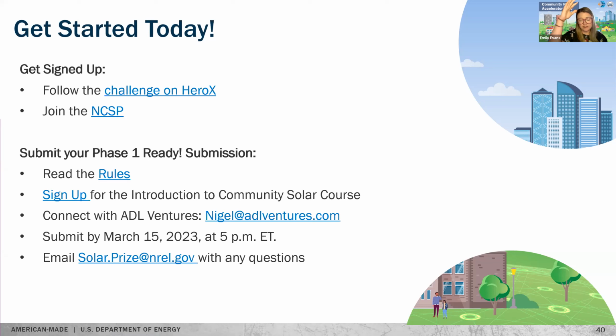Read the rules, and make sure that you're really familiar with everything that's in there. Sign up for the Introduction to Community Solar course. Get connected with Nigel over at ADL Ventures, and make sure that you plan to submit your phase 1 submission by March 15th, no later than 5 p.m. Eastern. If you have any questions beyond this webinar, our email address is solar.prize@nrel.gov, and we'll be happy to get you the information that you need to be successful.